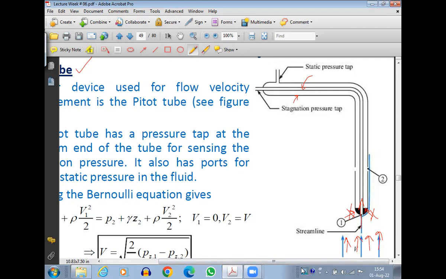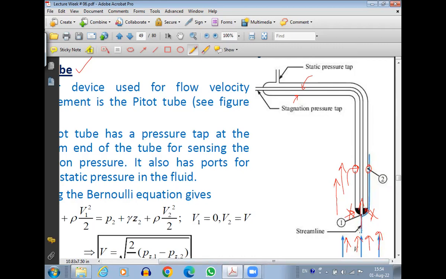The fluid can directly enter into the inner tube, but cannot enter into the outer tube because the outer tube opening is sealed here. However, what I do is that in the outer tube, I put some openings. These are some of the openings. So some of the fluid moving in this direction is going to enter into the outer tube from these openings.